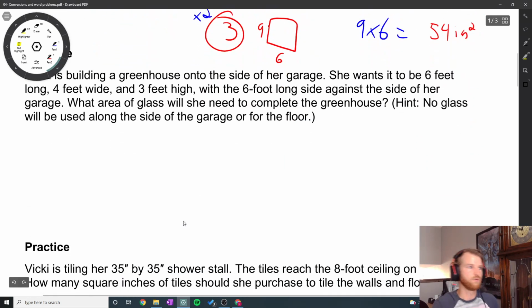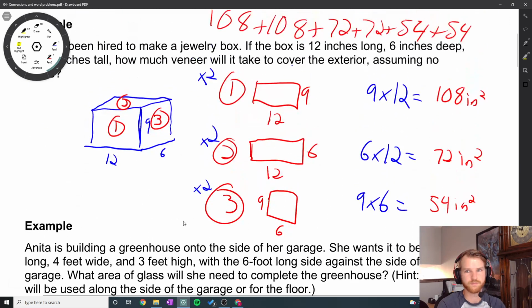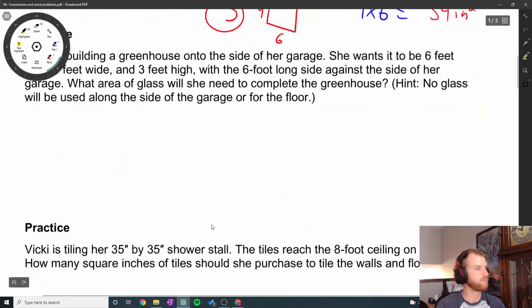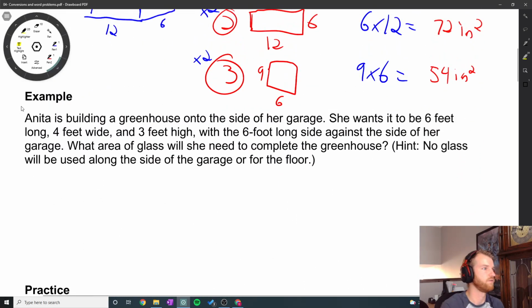The next one, though, we have to be a little bit more careful. It says this person, Anita, is building a greenhouse on the side of her garage. It's attached to the side of her garage.